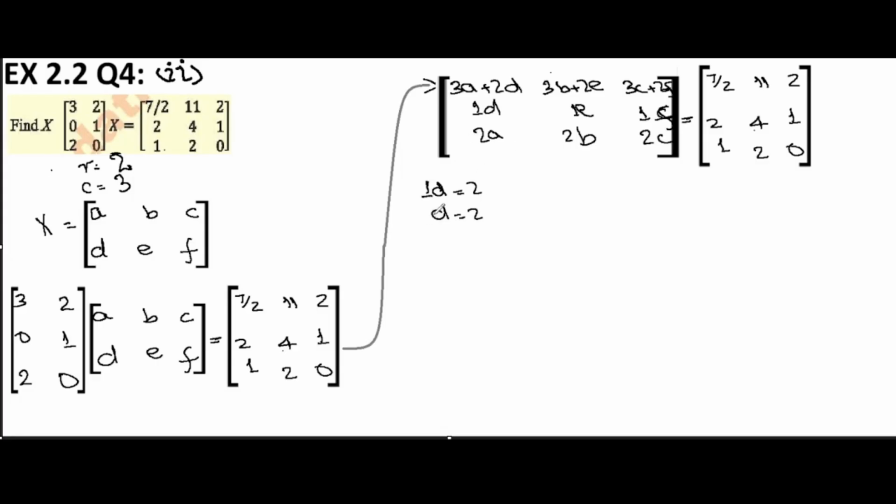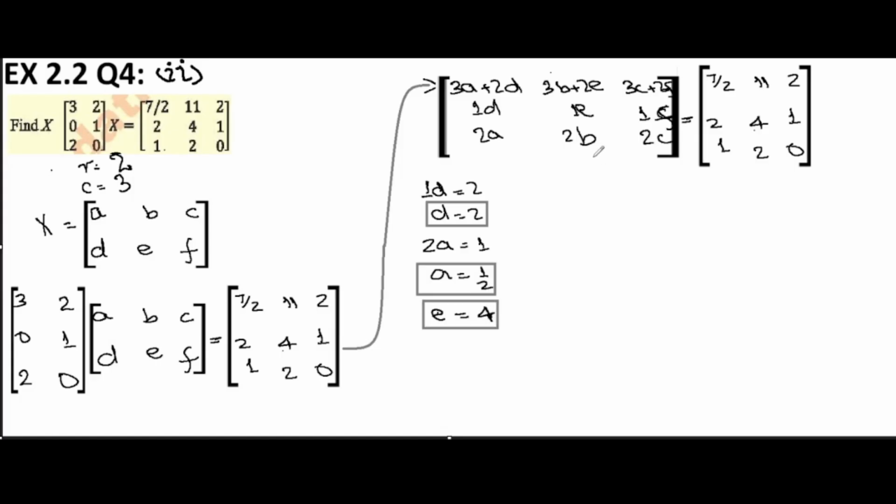Now we are going to see over here. The second equation we can get is 2A equals 1. This is first row, first column and last row, first column, so 2A equals 1, A equals 1 by 2. So this is one more result. Now this is the third equation we can get: 1E equals 4. This is the middle entry equals the middle entry. So 1E equals 4, which means E equals 4.